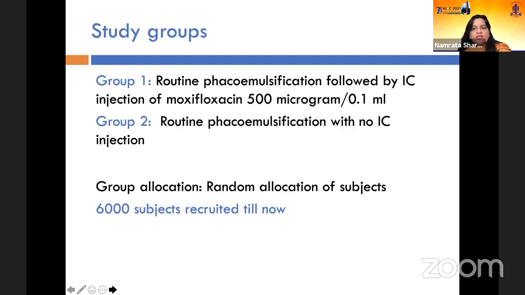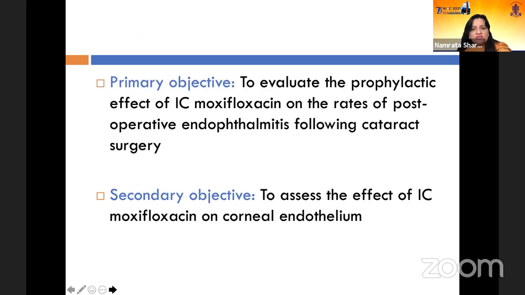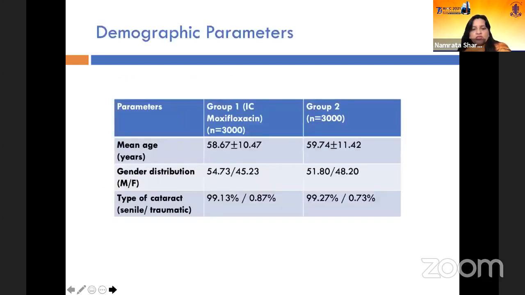So in group 1, we are doing routine phaco followed by intracameral injection of moxifloxacin, and in group 2, we are only doing phacoemulsification. In RP Center, we've recruited 6,000 patients, and in Chitrakoot, they have recruited 1,500 patients. And our objective is to see whether it is effective or not, and also to see the effect on the endothelium.